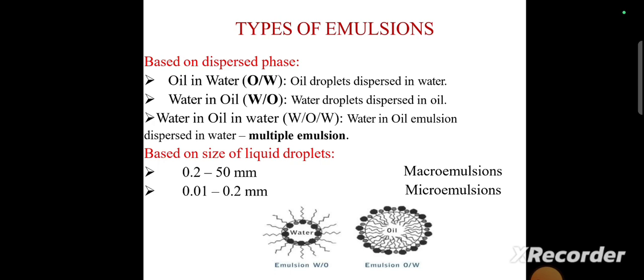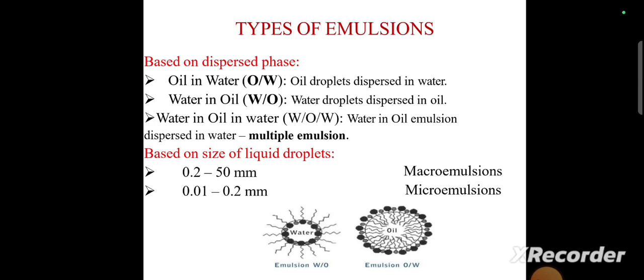Types of emulsion. What are the types of emulsion? First is oil in water, second is water in oil, and third is multiple emulsions. The first, oil in water type emulsion में क्या होगा? Oil droplets dispersed in water phase. And water in oil phase emulsion में क्या होगा? Water droplets dispersed in oil phase.